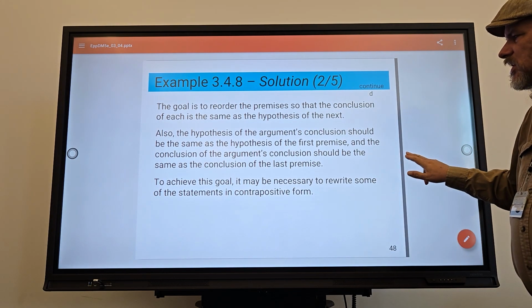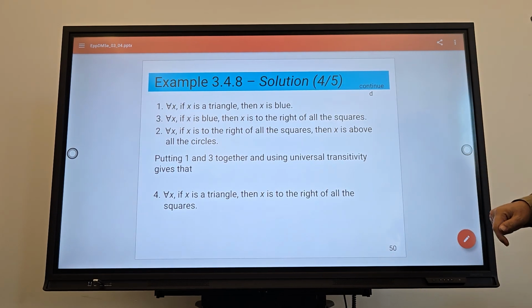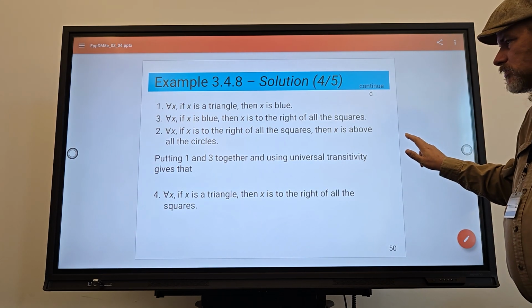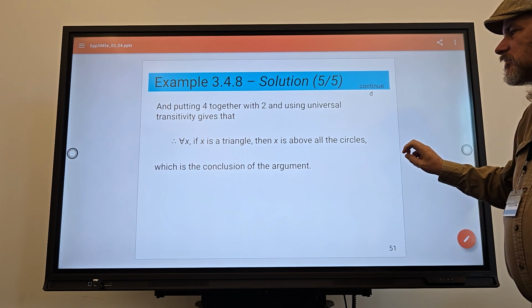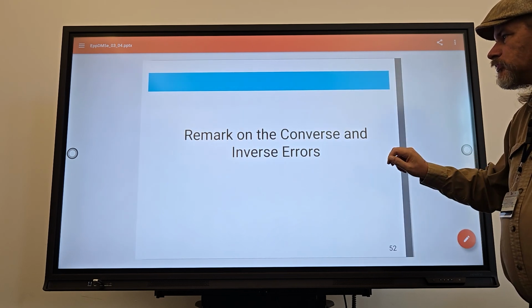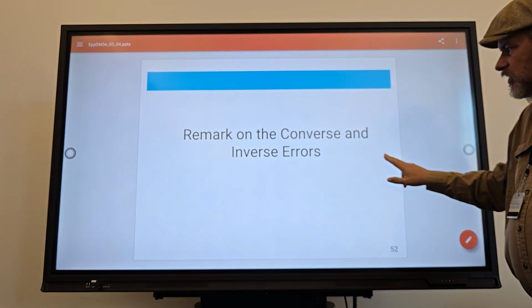Yeah. This example is convoluted and bizarre. But remark on the converse and inverse errors. Getting close to the end.